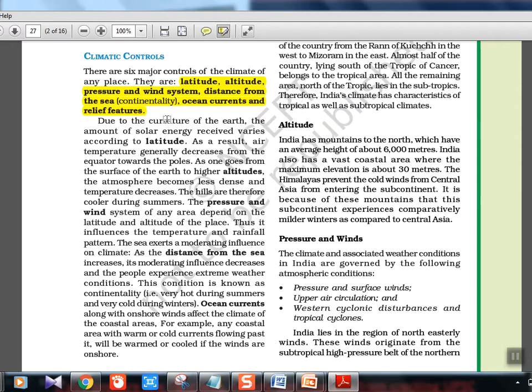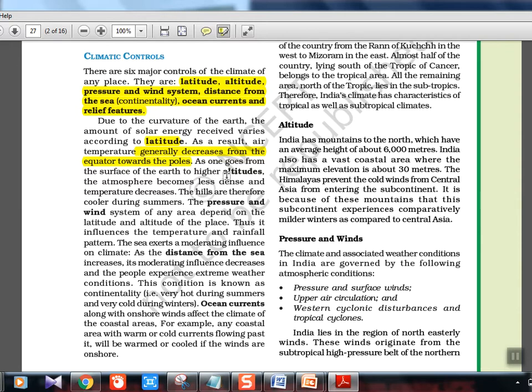Now we'll see one line about how each influences it. Due to the curvature of the earth, the shape of the earth, the amount of solar energy received varies according to the latitude. So obviously we know the summer solstice, winter solstice, and the sun, for half of the year it will be in the northern hemisphere, then the southern hemisphere, because of the shape of the earth. That will decide the temperature difference, and it generally decreases from the equator towards the poles. That also we know. So latitude is a very important factor which decides the climate.